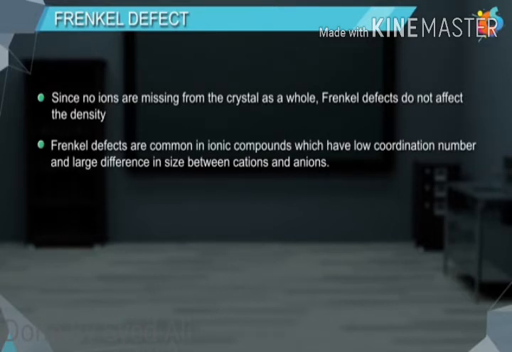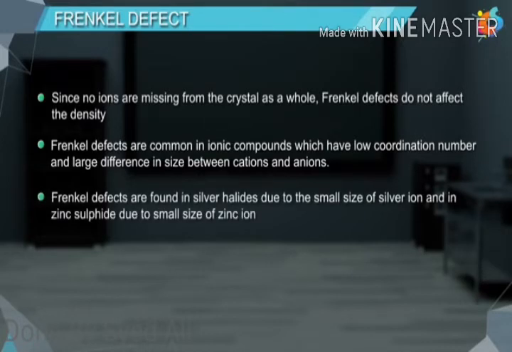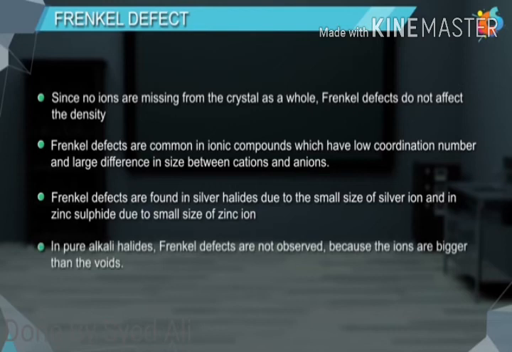Frenkel defects are common in ionic compounds which have low coordination number and large difference in size between cations and anions. Frenkel defects are found in silver chloride due to the small size of silver ion and in zinc sulfide due to the small size of zinc ion. In pure alkali halides, Frenkel defects are not observed because the ions are bigger than the voids.